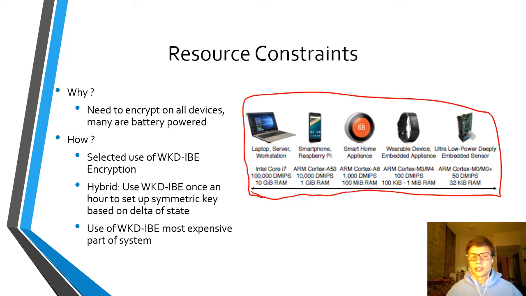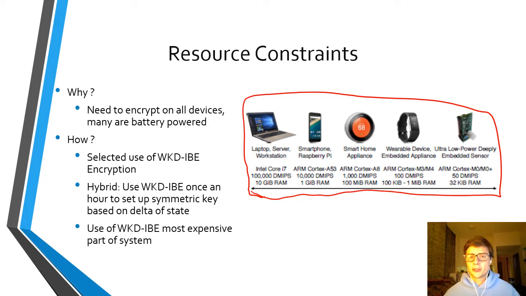It uses a hybrid system. So we talked about Wicked IBE earlier. That is used to set up encryption for all the devices. So on a sensor, a Wicked IBE encryption scheme would be used once an hour to set up that symmetric key. That symmetric key is then delegated out to the proper recipients. And that's actually the most expensive part of the system in terms of time and power. It draws a lot of energy in order to do that encryption.